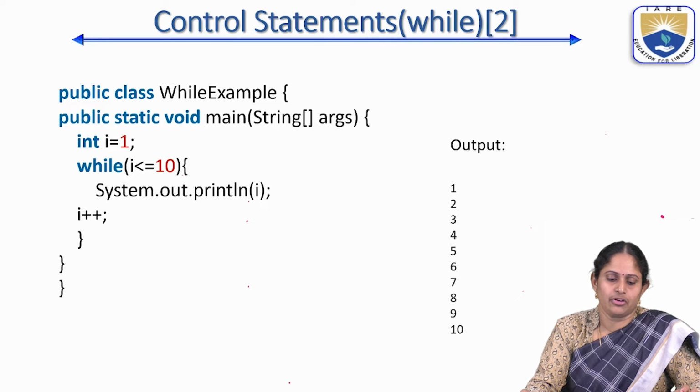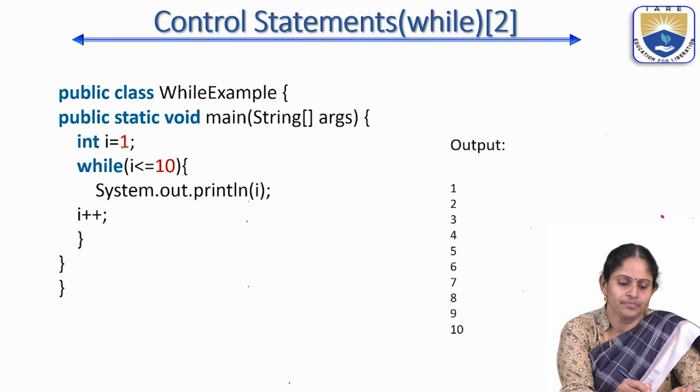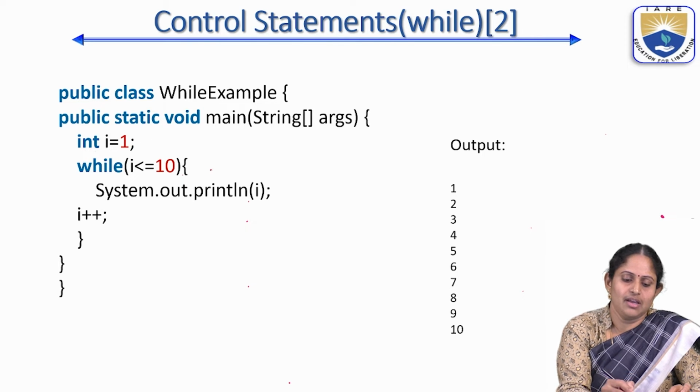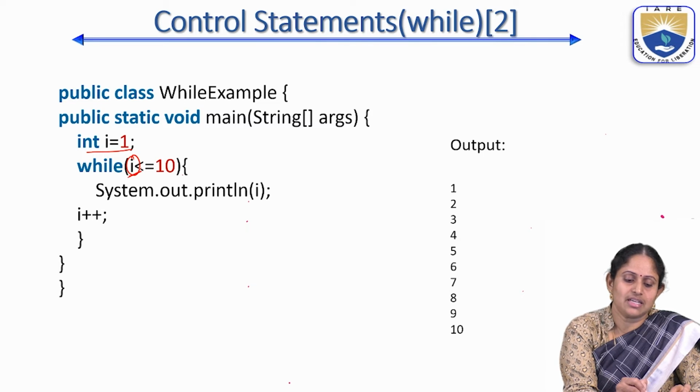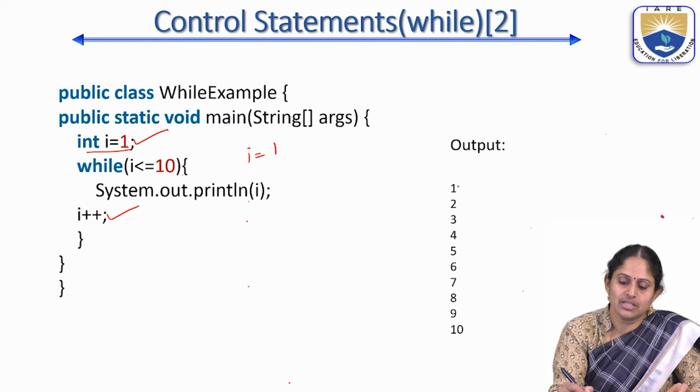So this is an example for a while loop. Let's say we have I equal to 1. Here I is the iterator variable. We are using I inside the while, so that is the iterator variable. This is the initialization part and this is the incrementing part. We have initialized I to 1. Then we are checking whether the I value is less than or equal to 10. I is initially 1, so the I value is printed.